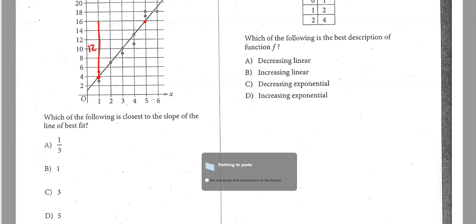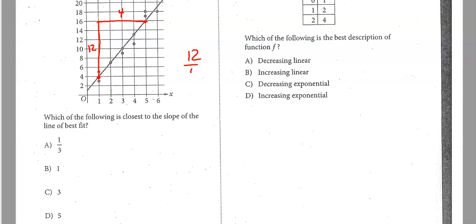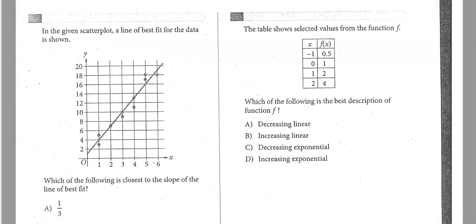So that's 12. And then we're going from 1 to 5. That's 4. And the slope is the rise, the change in y over the change in x. So it's 12 over 4, which gives a slope of 3. Correct answer is C. All right, number 7, a table shows selected values of a function.